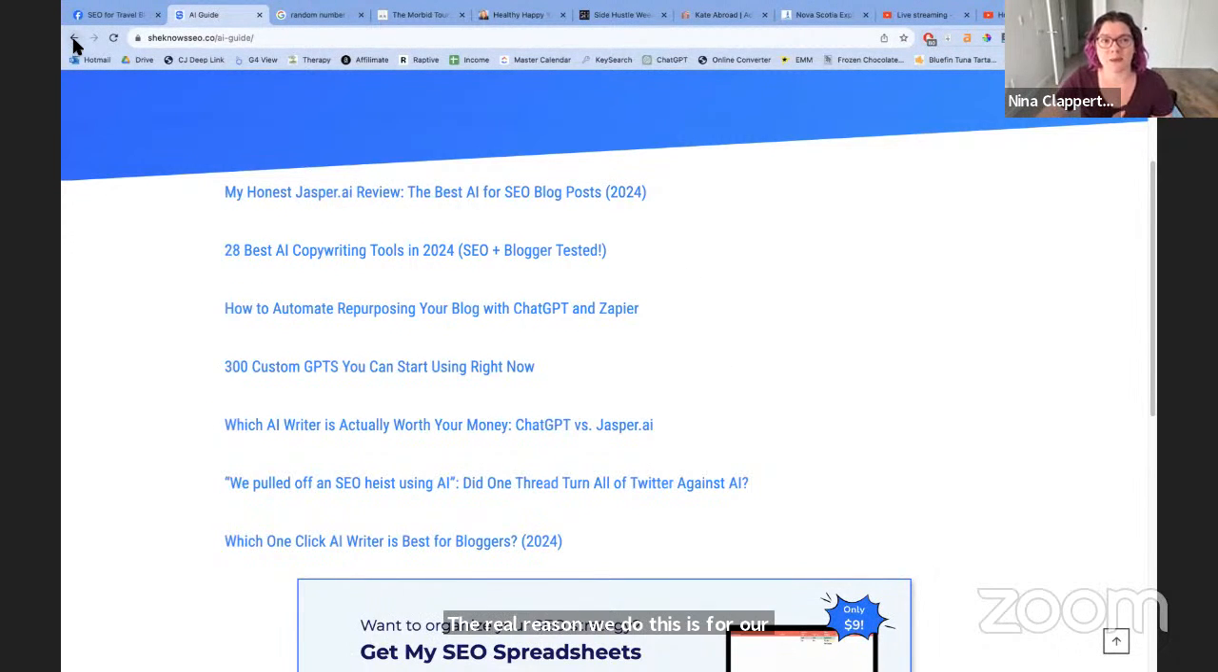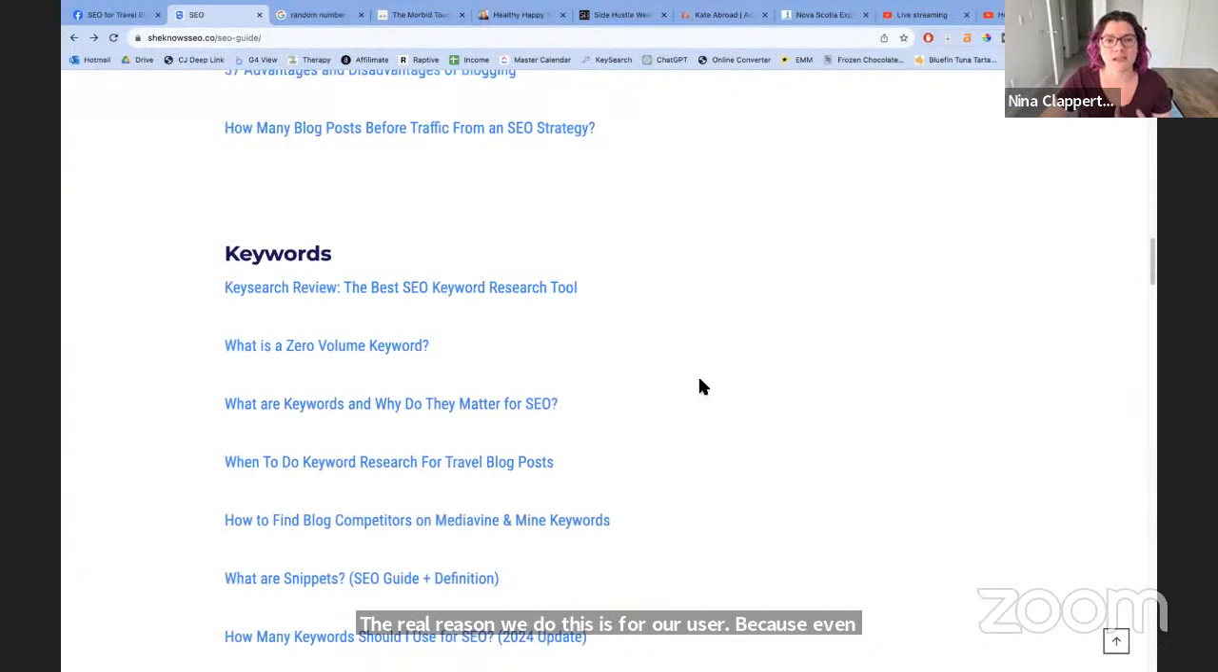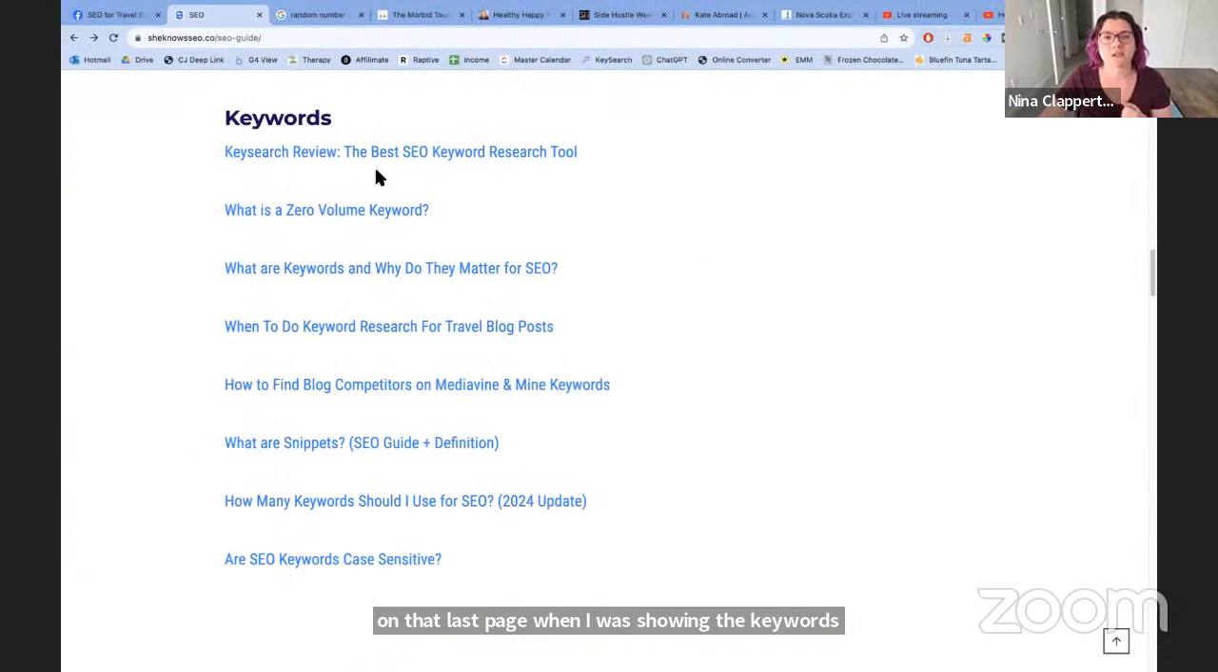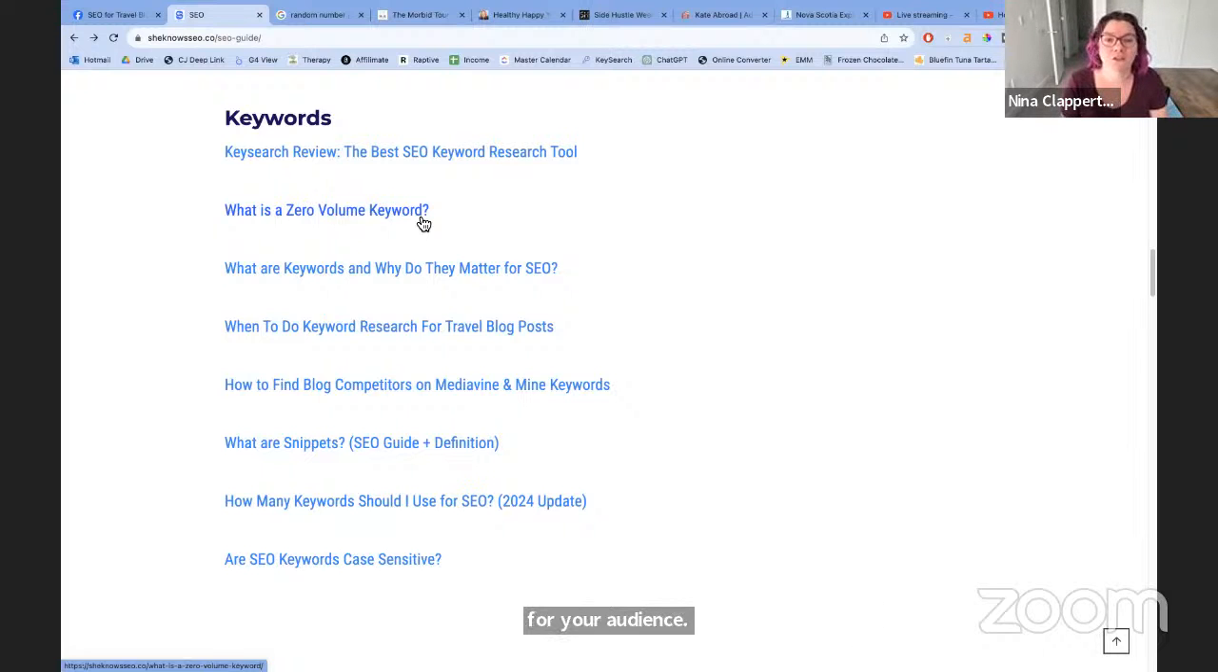Because even on that last page, when I was showing the keywords, maybe you came here searching for like, what are keywords and why do they matter? And you didn't know that zero volume keywords even exist. So this is a way to almost tease your own content for your audience. They don't know what they don't know. So they might not know to look for that. They might not know even the when to do keyword research for travel blog posts.